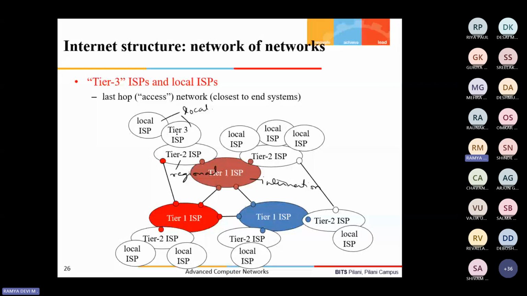That's it. Tier 1 is the global backbone. It acts as the global backbone, Tier 2 is the regional network, and Tier 3 connects directly to the end user. So Tier 3 is responsible for delivering the internet to the end users.